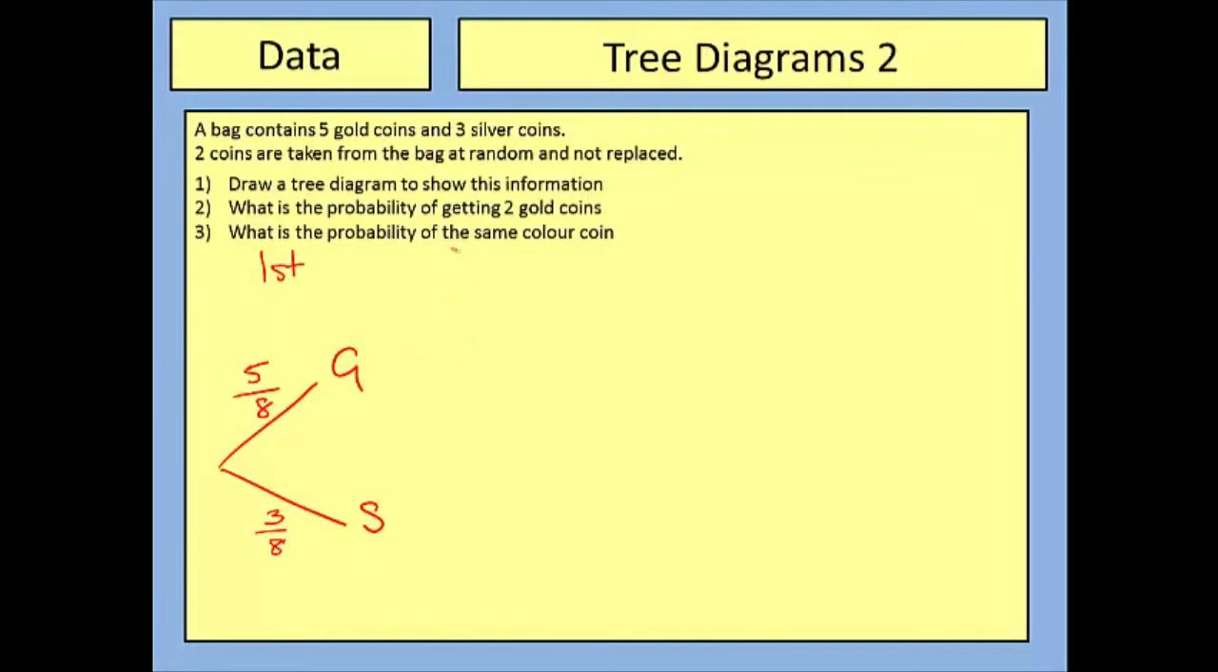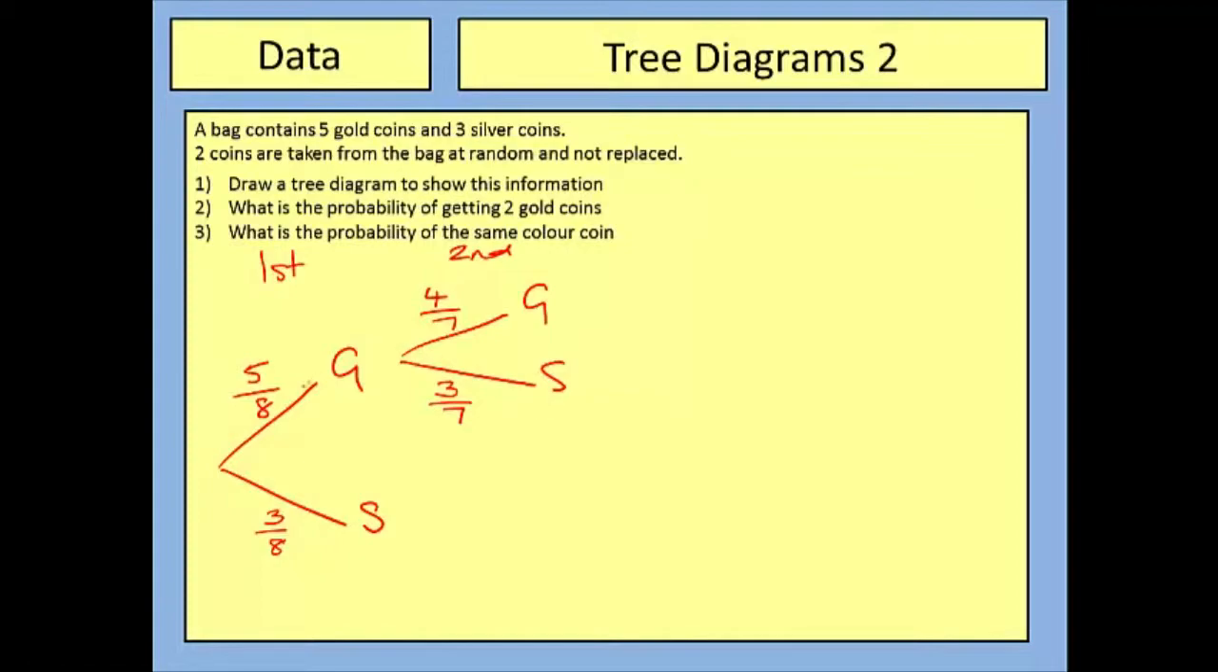On to my second pick. Now on the second pick I can still get another gold, I can still get silver, and this time the probabilities have changed. There is 1 less coin in the bag, so it's out of 7, and there's also 1 less gold in the bag, so it's now 4. The number of silvers hasn't changed. There are still 3 silvers in the bag, and there are 7 coins in the bag.